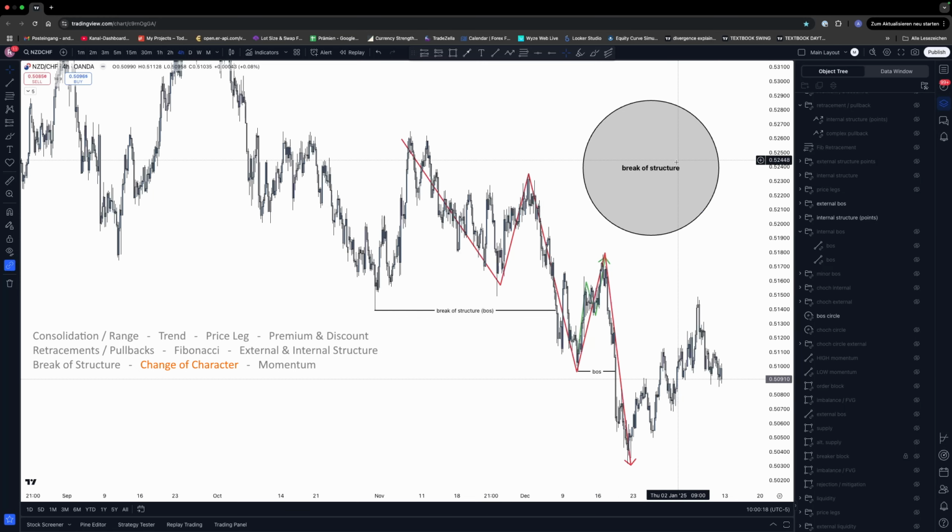So in general, we have a lot of break of structures, right? And only a few of them are actually also a change of character. They have that additional attribute of flipping a trend instead of extending it. And from these changes of character, only a fraction of them are actually trend flips, actually flipping the external trend.